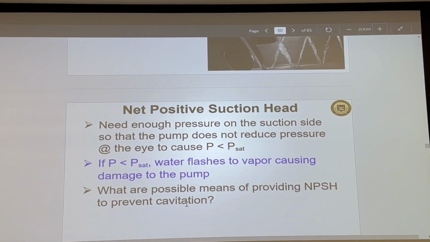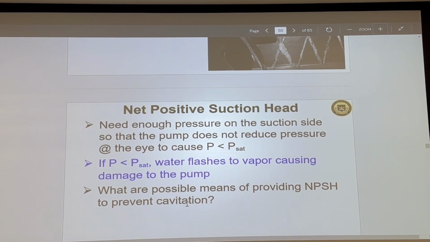So net positive suction head, what is that? We need enough pressure on the suction side. We're talking about suction, not the downstream of the pump.